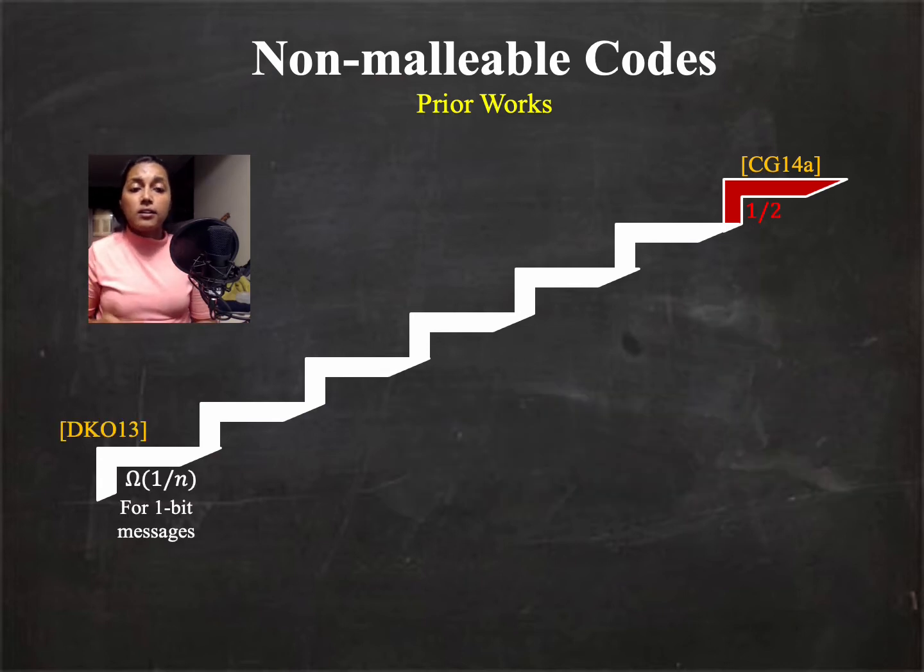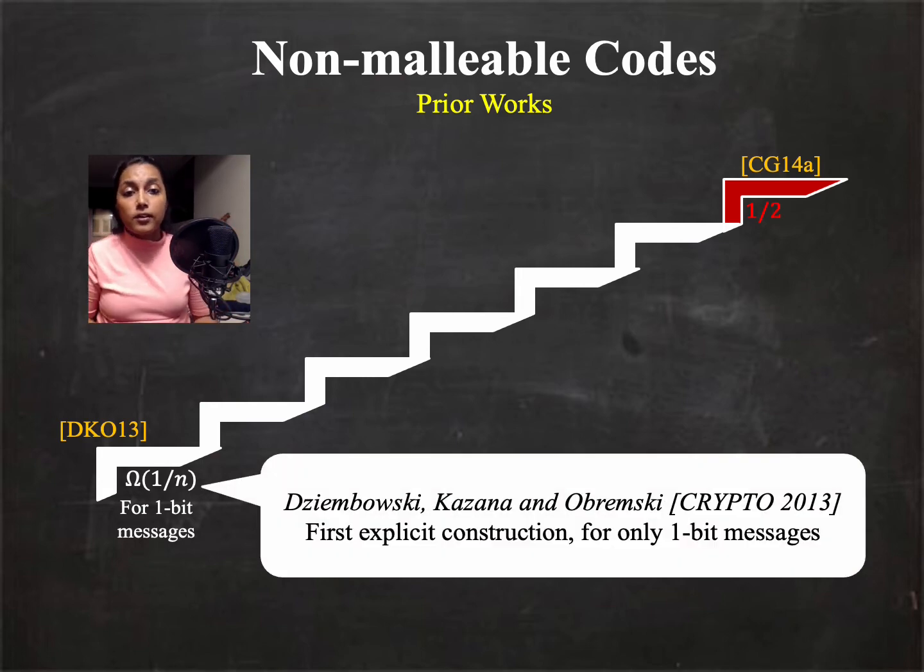Having said that, the initiation for building such codes started with the first work of Dziembowski, Kazana and Obremski at Crypto 2013, and they gave the first explicit construction, although it worked only for 1-bit messages, and the rate achieved by the scheme is omega of 1 over n, where n is the code word size. So this is an inverse polynomial rate scheme.